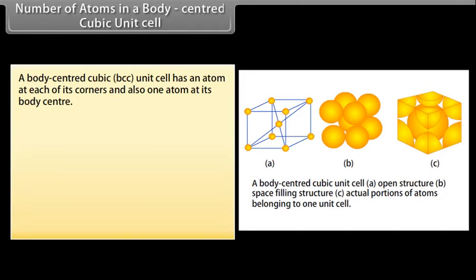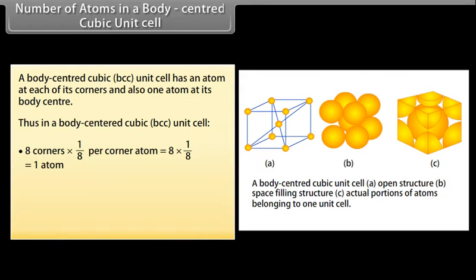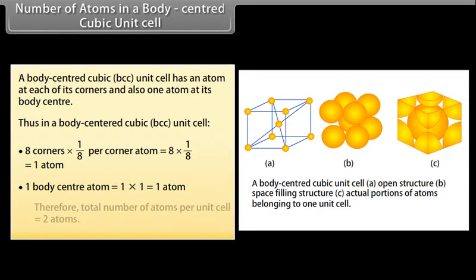Number of atoms in a body-centered cubic unit cell. A body-centered cubic BCC unit cell has an atom at each of its corners and also 1 atom at its body center. Thus, in a BCC unit cell, 8 corner atoms into 1 upon 8 per corner atom is equal to 1 atom. 1 body center atom is equal to 1 into 1, which equals 1 atom. Therefore, the total number of atoms per unit cell is equal to 2.